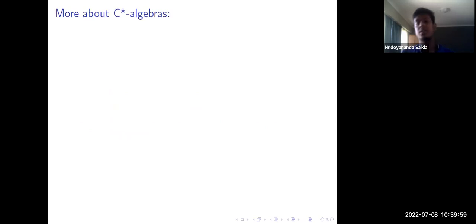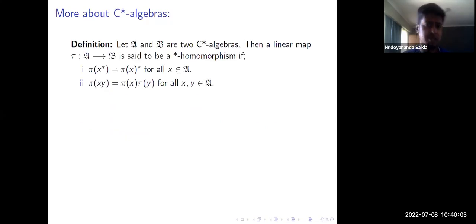Okay. So next, I want to discuss some facts about maybe C-star algebras. Suppose A and B are two C-star algebras. Here, till now, I have discussed the objects of our study. The objects are C-star algebras. Now, whenever we discuss some object in mathematics, the next thing we discuss are morphisms.